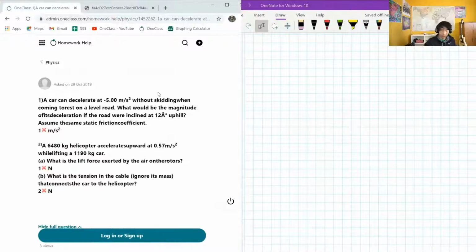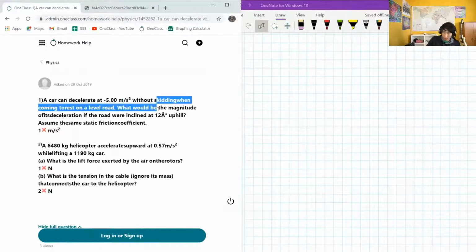Okay, so this is the next question that we got on the menu today, a two-part question. Let's just address the first part on its own first, and then we can move on to the second part. So the first question is asking us, a car can decelerate at -5 meters per second squared without skidding. That just means this is its maximum acceleration, and this was tested on a level or flat road.